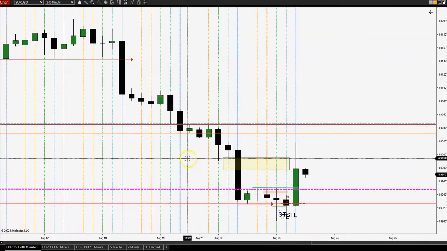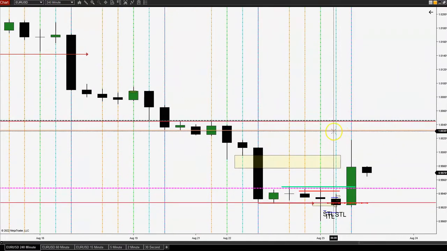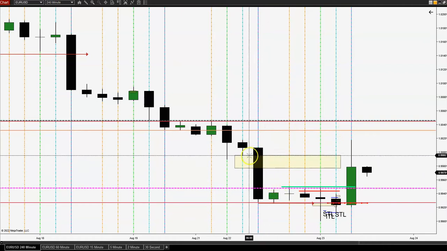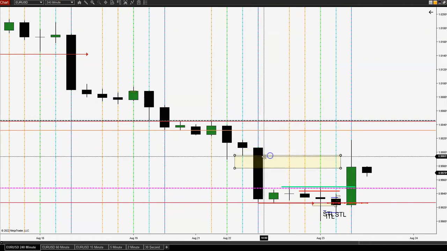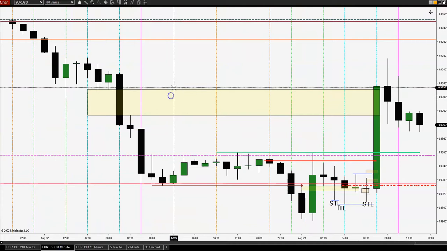But now let's just continue with that top-down analysis. As we continue, I will show you what I was looking at. Here's the 240-minute. We have a fair value gap from here to here. This one here is actually my 60-minute. If we extend that out, that's actually where this market got up into, and that's really what I was targeting.